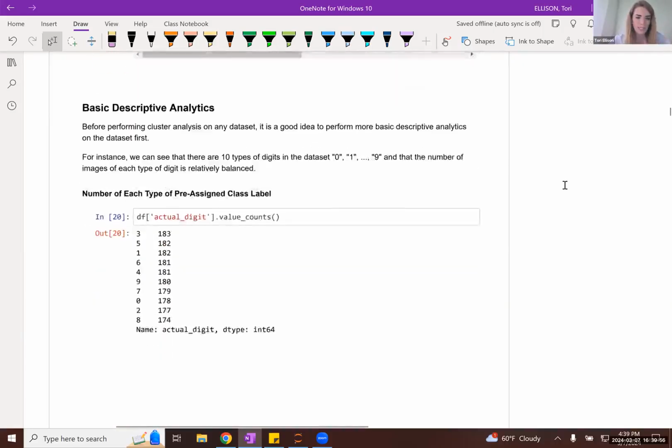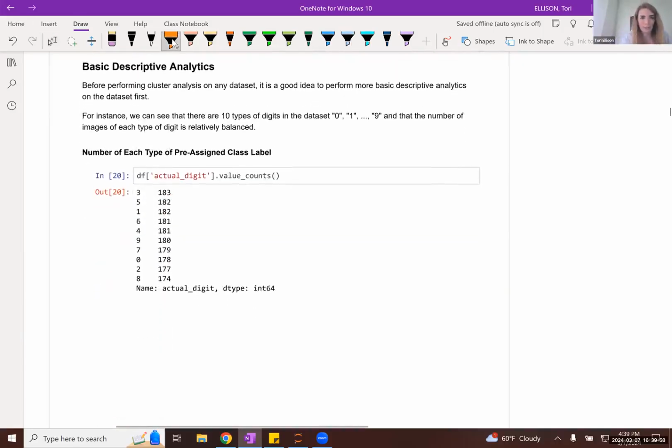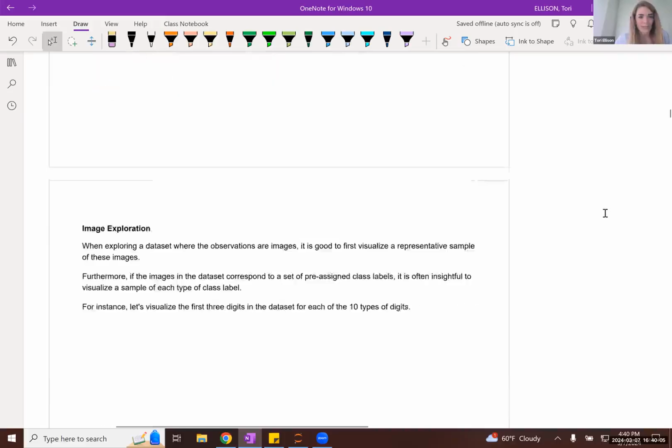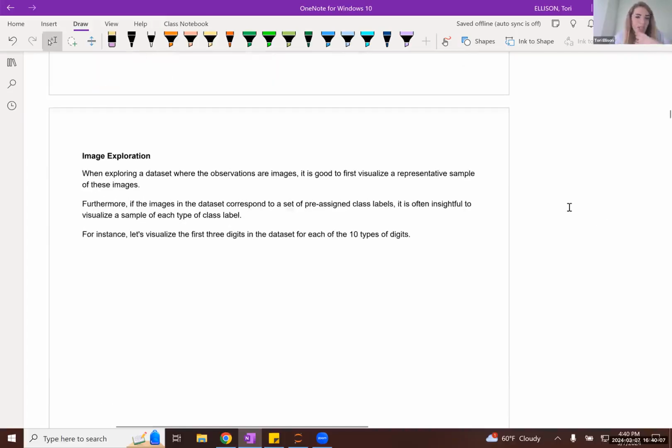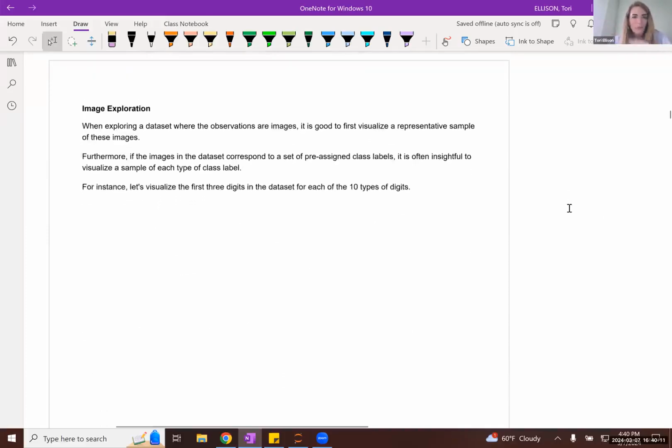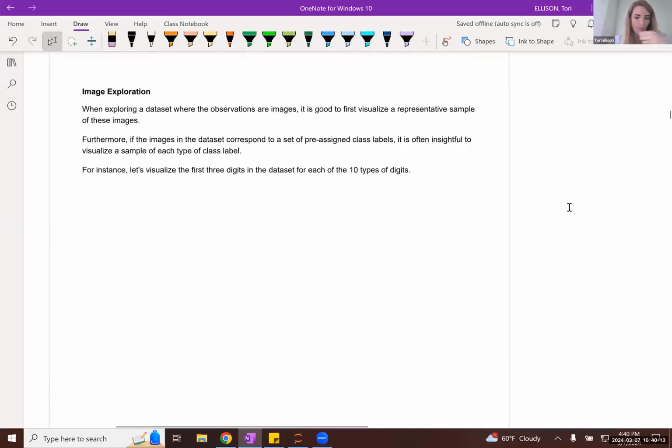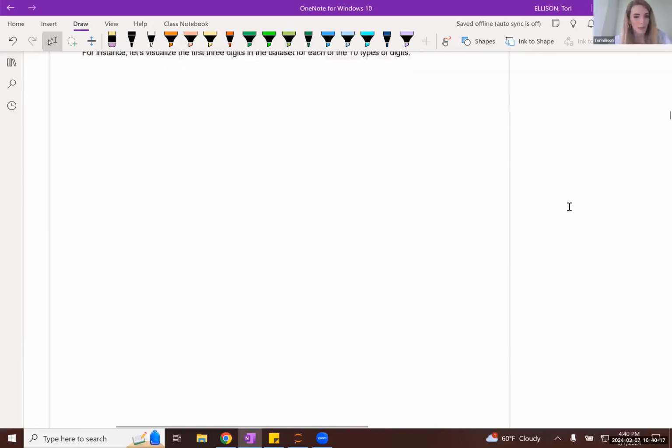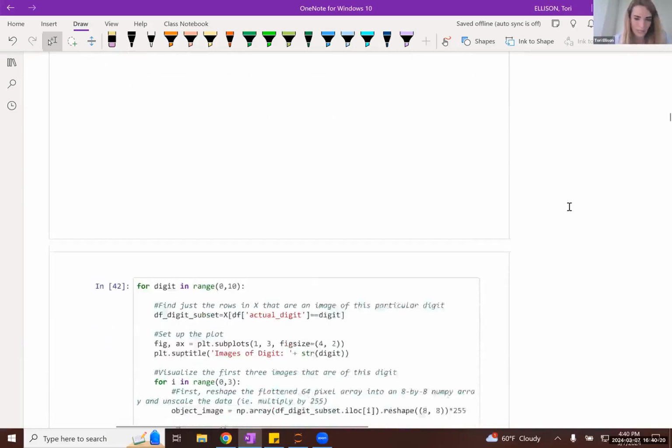So for instance, what I would want to do is, first, let me just see how many digits I have of each type in the data set. So I can use the value counts. Now, in addition, this is our first time exploring images. So we want to use slightly different, basic descriptive visualization techniques to summarize our images in this data set.